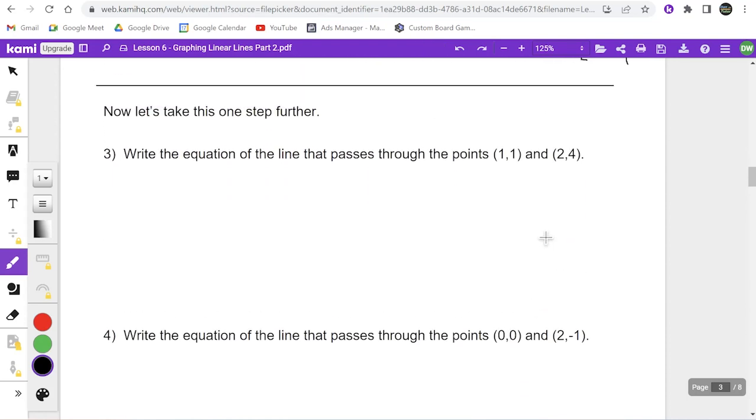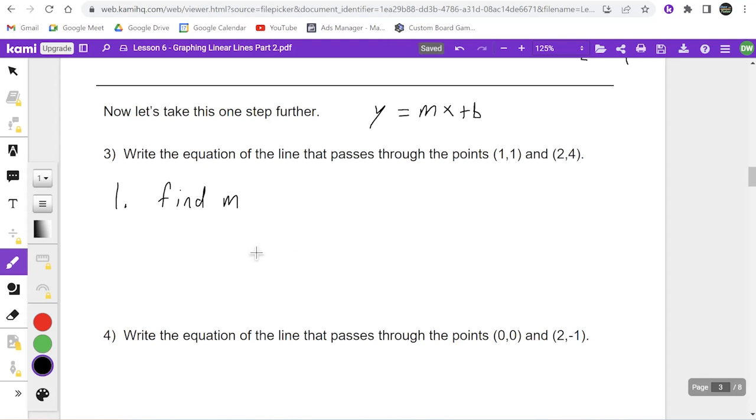Okay. Now let's move on to number 3. I forget if we did this last week or not, but we're definitely going to do it now. We're going to write the equation of the whole line that passes through these points, 1, 1, and 2, 4. And remember what we're talking about here. We're talking about y equals mx plus b. Now the first thing you should do is find m, the slope.